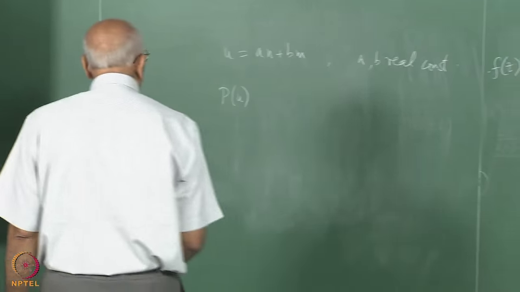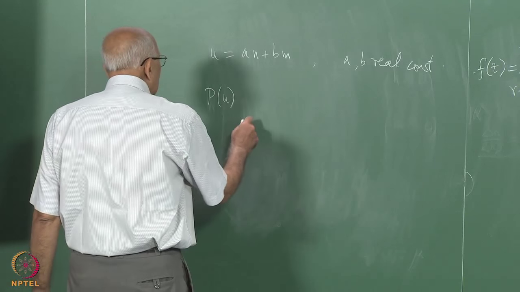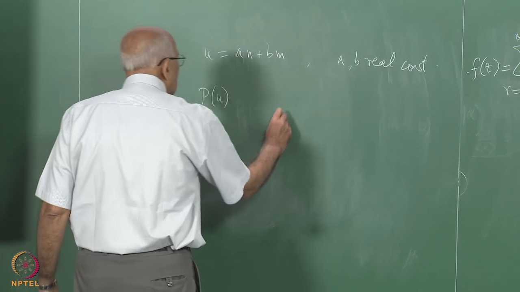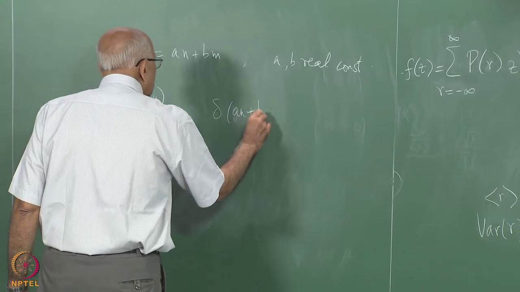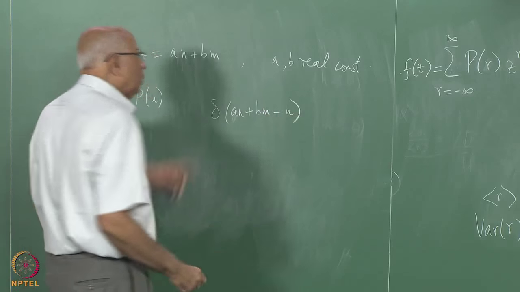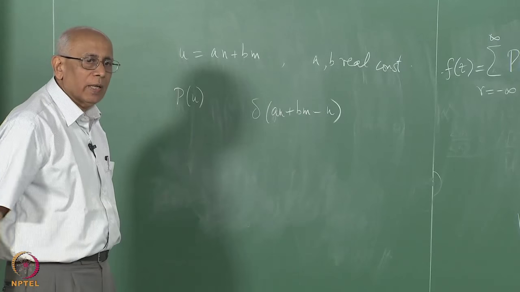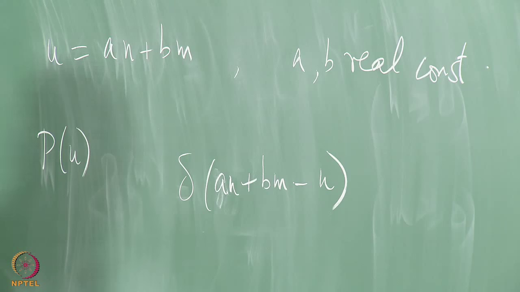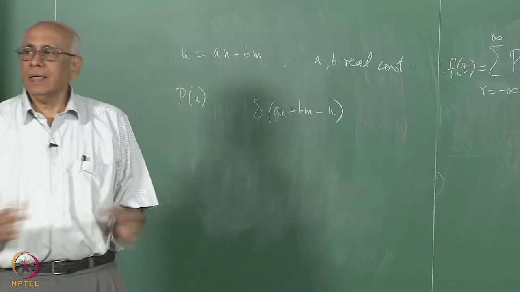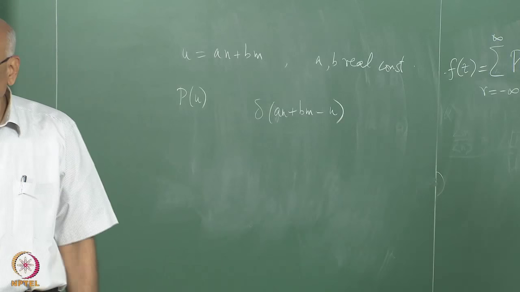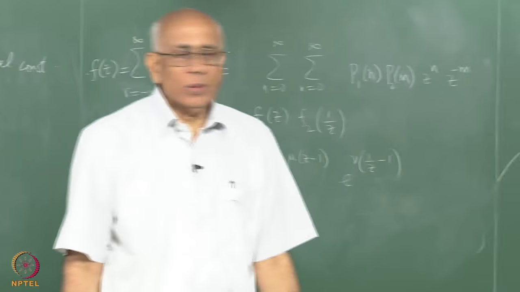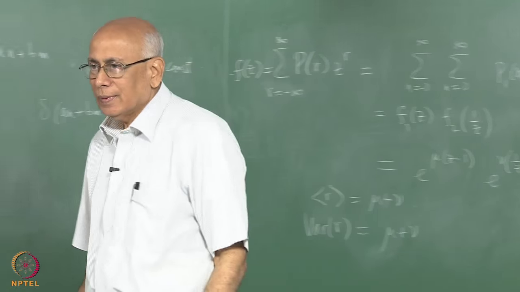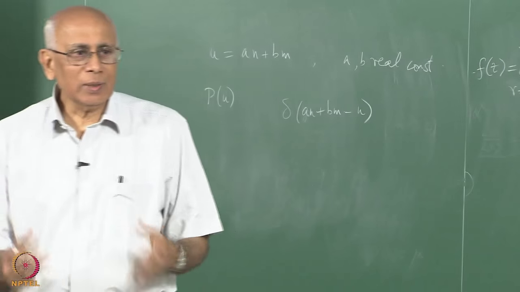So do the following. Use a delta function of (a n plus b m minus u). Put this formally inside the summation for n and m. You want to factor it out, this is additive in n and m, and make it into some product of something or the other. When you've got a sum and you want to convert it to a product, what do you do? You exponentiate, right?